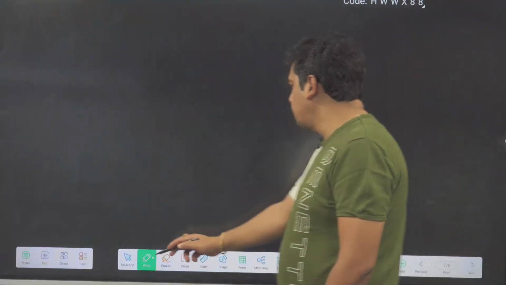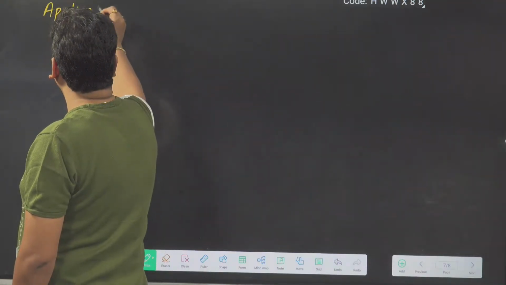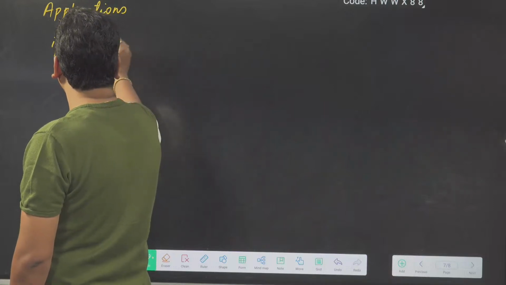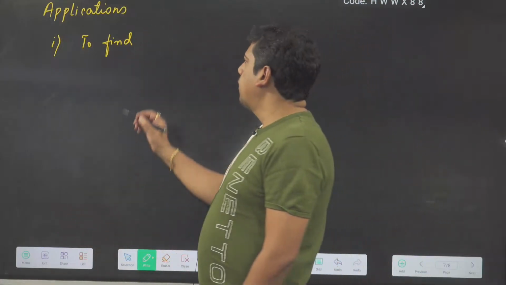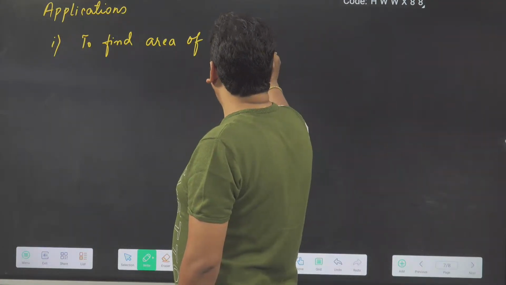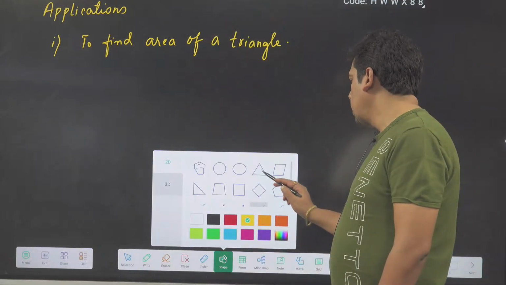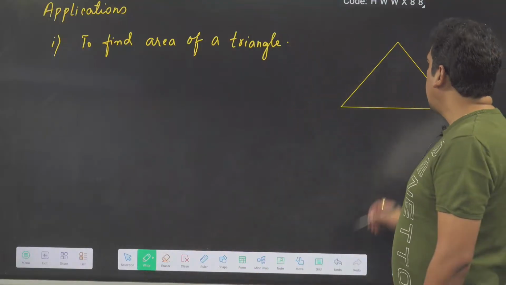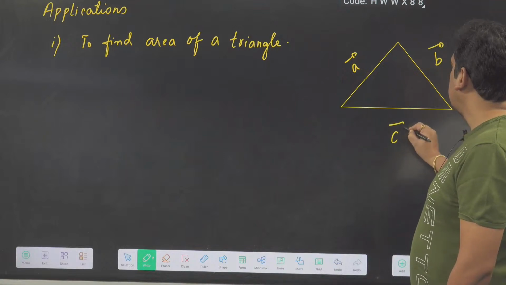Now we will do some more numericals, but first of all, see what are the applications of cross product. The first application is, although we are not going to use it in physics part, to find area of a triangle. Any type of triangle is given, and let's say it is given A vector, B vector, C vector.